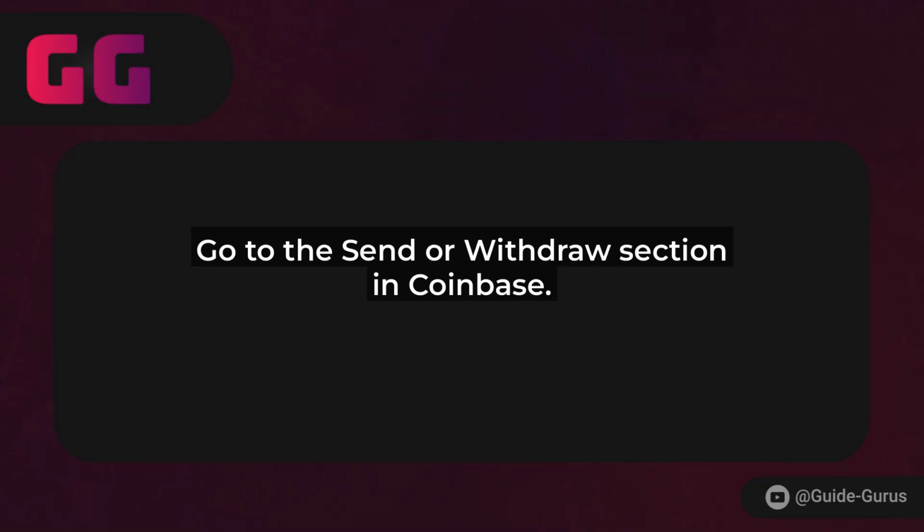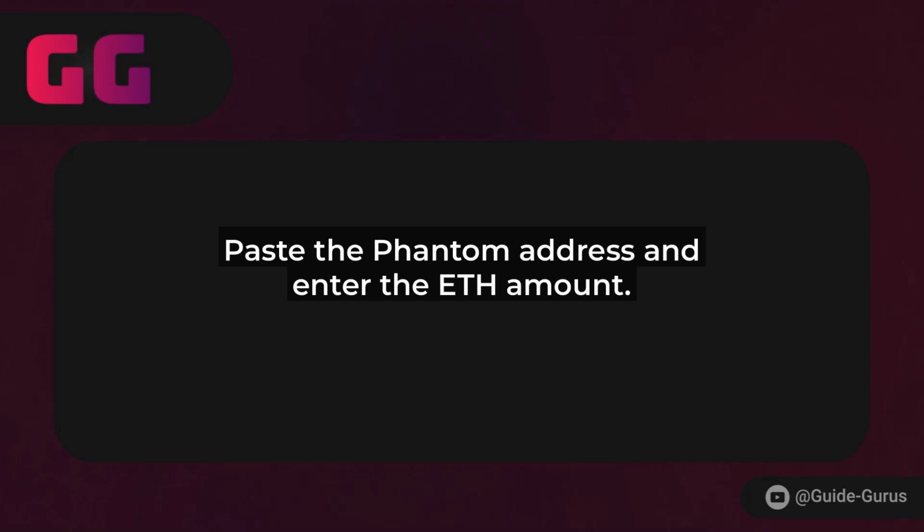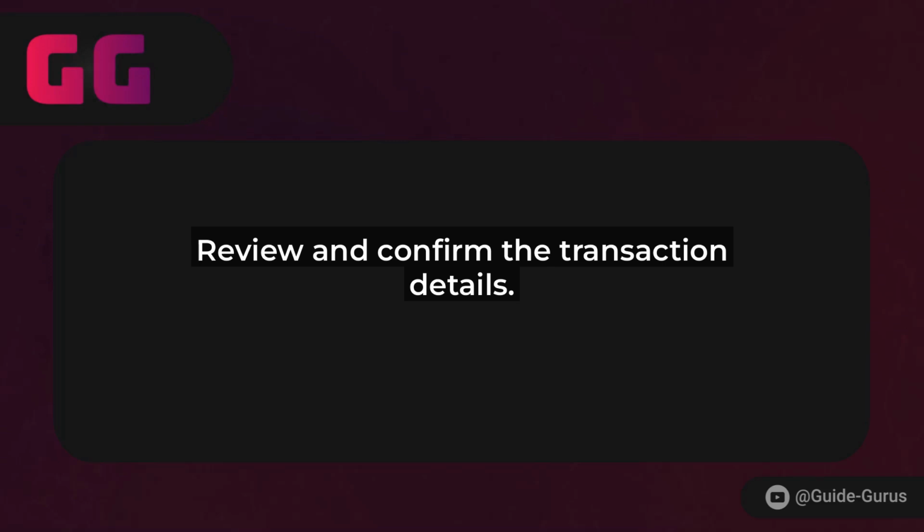Next, go back to Coinbase and navigate to the Send or Withdraw section for your ETH. Paste the Phantom Wallet address into the recipient field. Then, enter the amount of ETH you want to transfer. Remember, fees might apply, so check the network fees, especially since we're dealing with Ethereum, which often uses the blockchain for transactions. Before you hit confirm, review everything carefully.